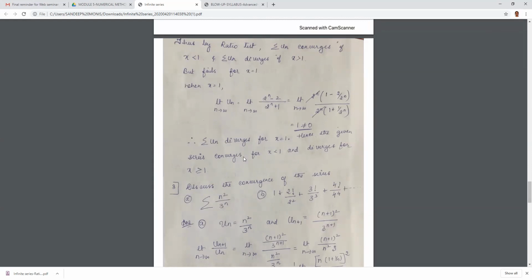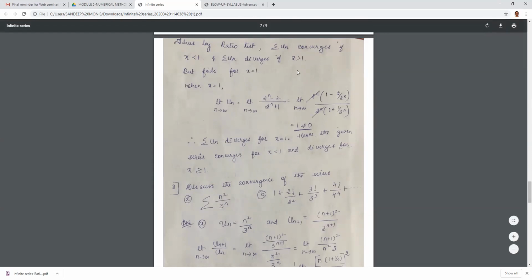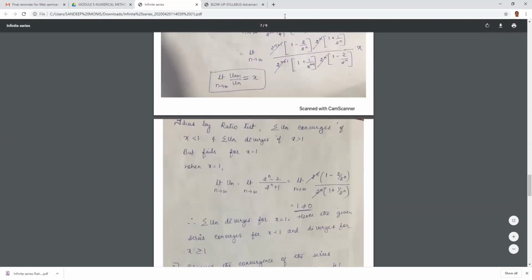Hence the given series converges for x less than 1 and diverges for x greater than 1 as well as for x equal to 1. So study this problem properly. In the next recording, we will see the next problem.